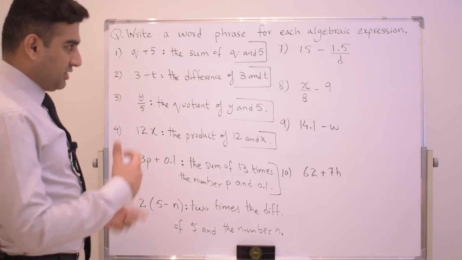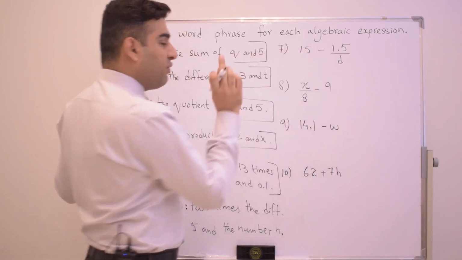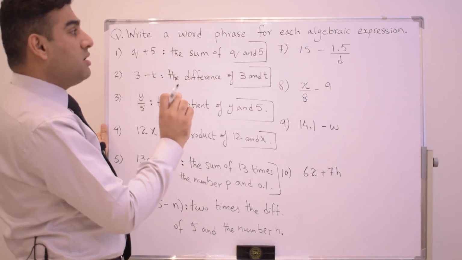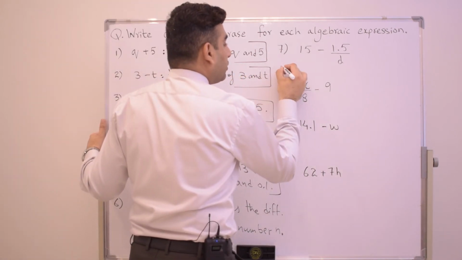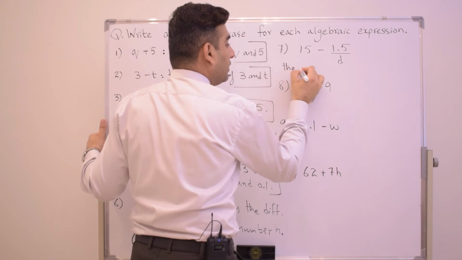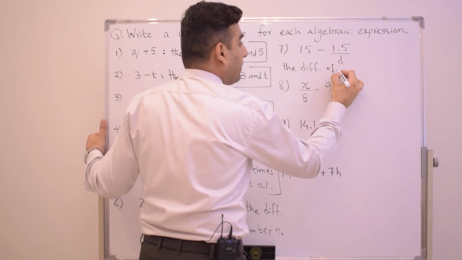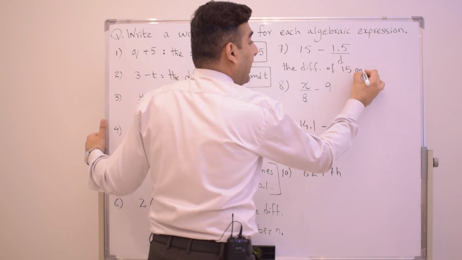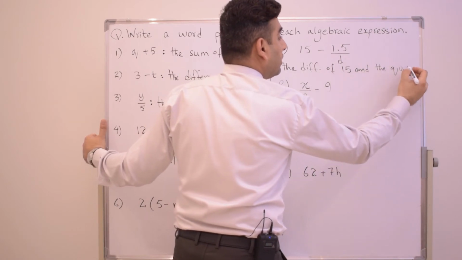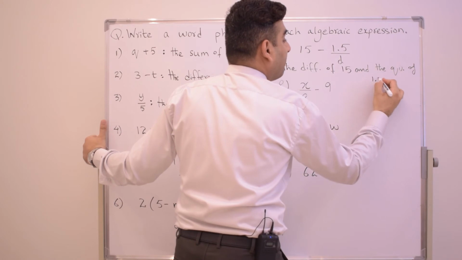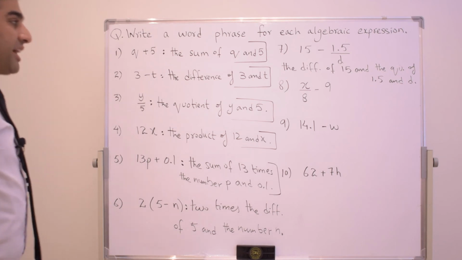So we'll write it because of the difference. Difference means minus. The difference of 15 and the quotient of 1.5 and d. So this is, I think, it will be good. So I will write here, in short, the difference of 15 and the quotient of 1.5 and d.